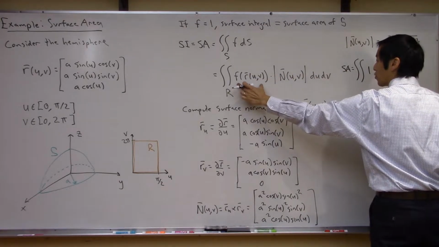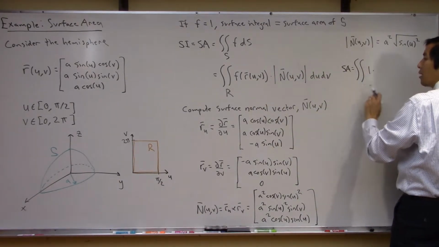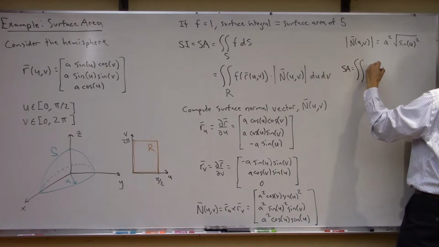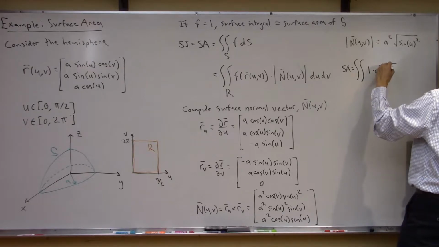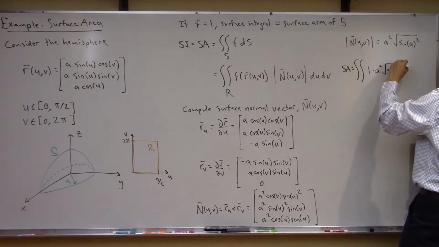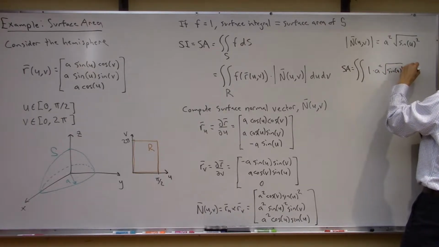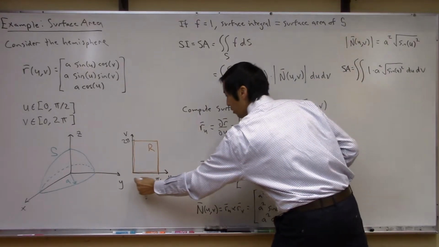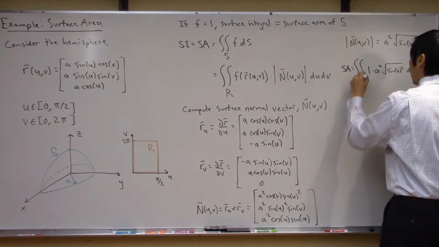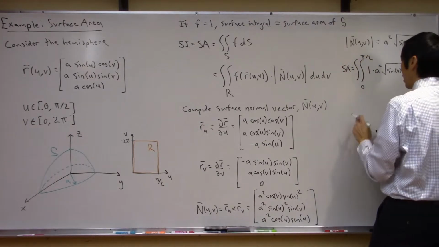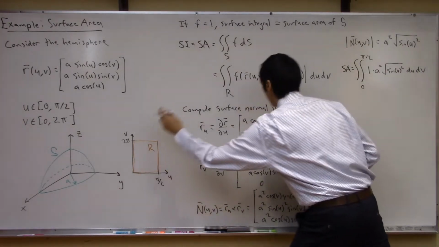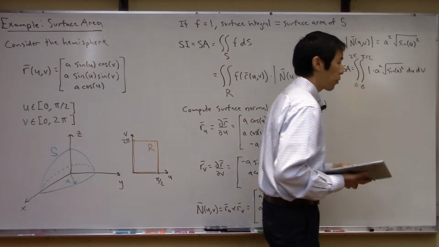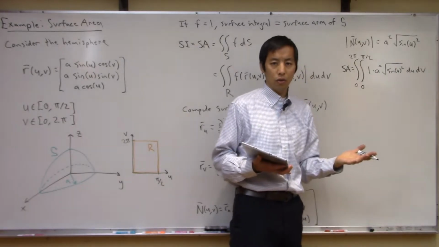So this first term is just 1 times this thing, which is the norm of the surface normal, which we just got here. So it's a squared square root of sine u squared, right? And then du dv. And now we can see, what does u run between? u runs between 0 and pi over 2, and then v runs between 0 and 2 pi. So as you can see, we basically have a pretty much run-of-the-mill double integral at this point.